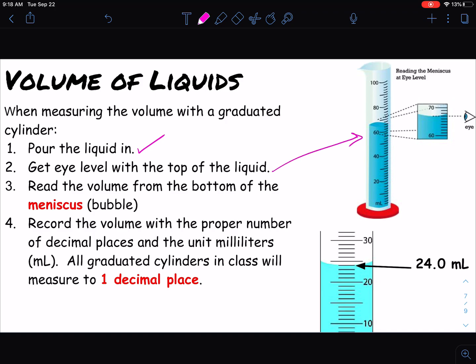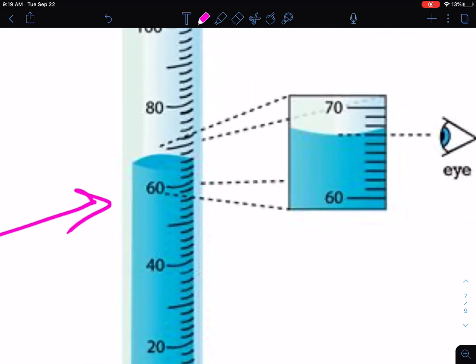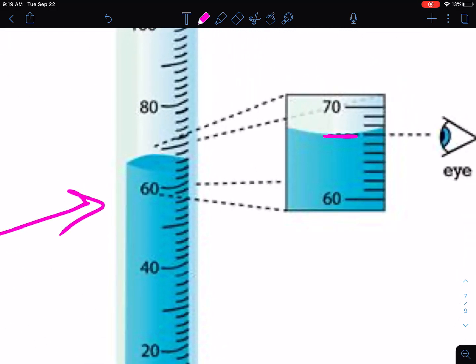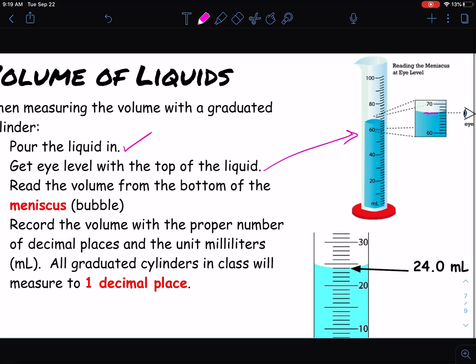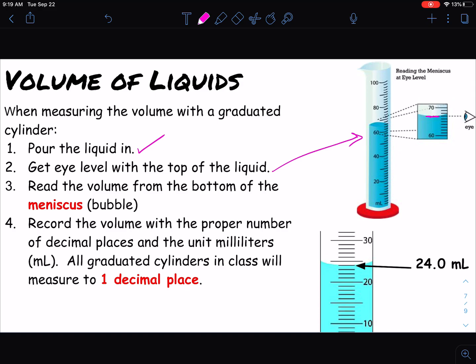And the reason you're going to have to get eye level with it is you're going to have to squat down. You're going to have to make sure your eye's looking directly at the liquid, because you're going to have to read it from this thing here called the meniscus, or the bubble. You have to read it from down there, because if you don't, your measurement's going to be off. You can see how it forms this bubble here, and it climbs up the side of the graduated cylinder. That's from another property we're not going to go into right now. But that bubble's called the meniscus, and you got to read from the bottom of the bubble.